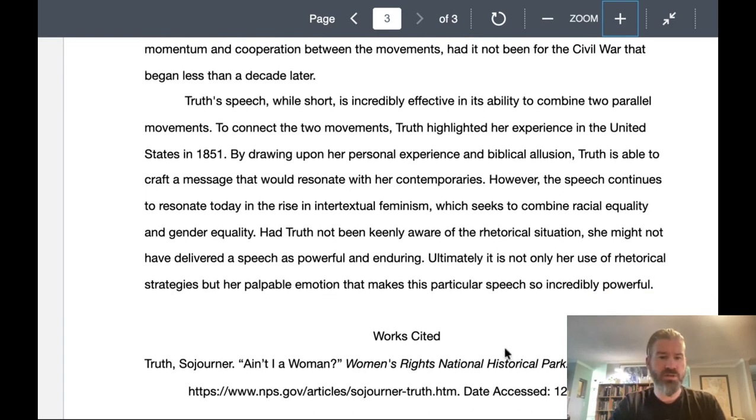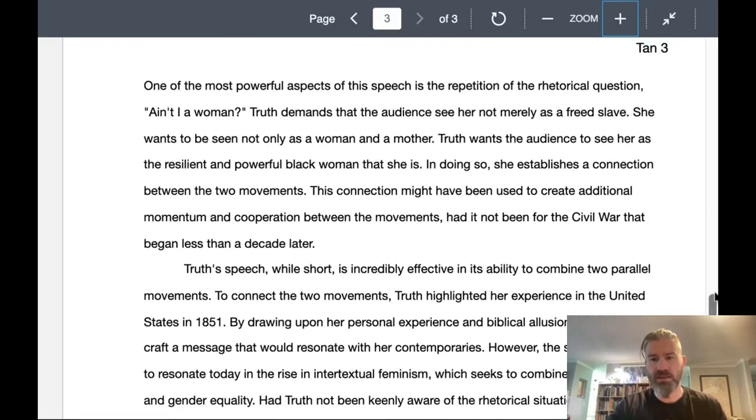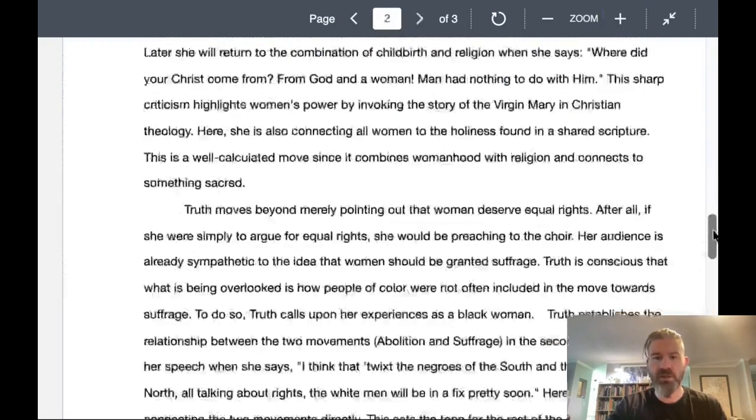There's also a works cited here, which has the author's name, the title of the source text, where it was published in italics, that slanted font, the URL where this was found, and then the date it was accessed. Okay, so all of that looks good. That's an easy, quick visual check. And now I'm going to go back to the top. Forgive me, I don't want to make anybody dizzy.